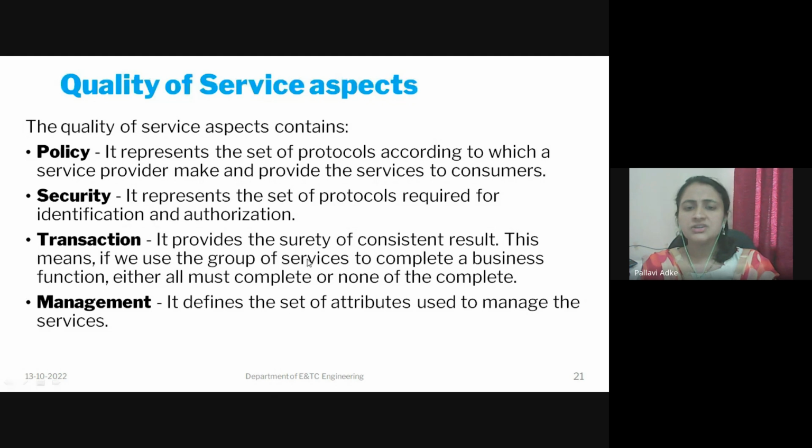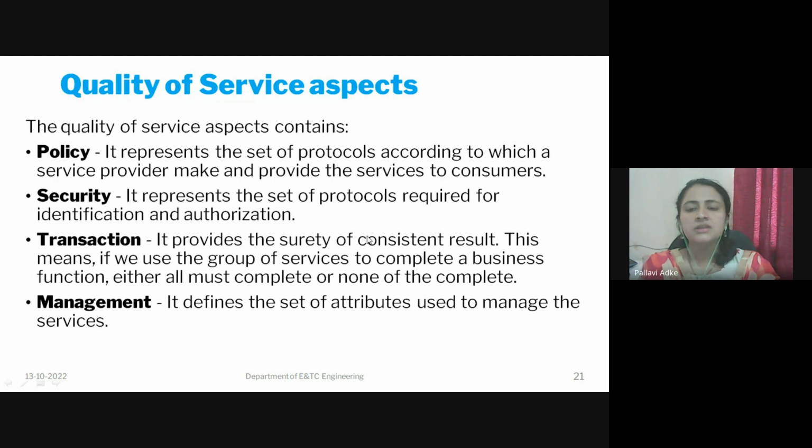It provides the surety of consistent results. This means if you use a group of services to complete a business function, either all must complete or none of them complete. So transaction means they have to follow this process. Whether it's a small earring also, they have to follow all these steps. It's not like the purchase is very small, so you don't have to follow these steps. The transaction should be very smooth. They have to go through all these steps, and only then will it pass through that process. So it provides the surety of consistent results.